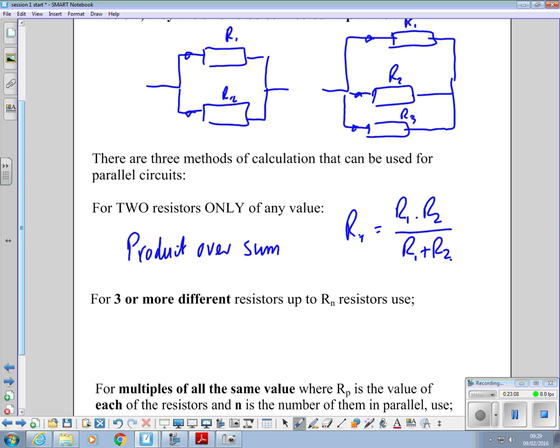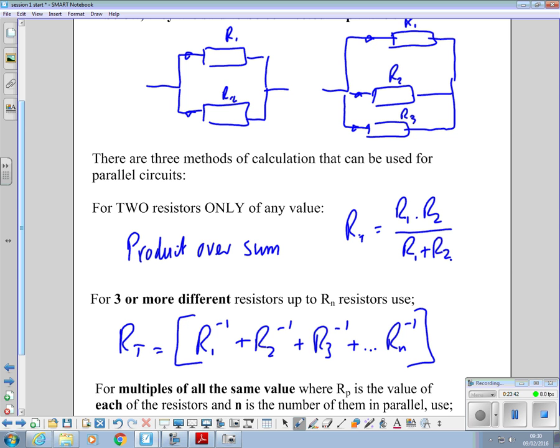Okay. If you've got 3 or more resistors, up to any number of resistors, and they're different, and this one works in fact with any number of resistors, you can do it with the 2, and that is that RT is equal to, we need a set of brackets, R1 to the minus 1 plus R2 to the minus 1 plus R3 to the minus 1 plus Rn to the minus 1. Close the brackets, all to the minus 1. And that one will work with any number, hundreds if you want. Okay?